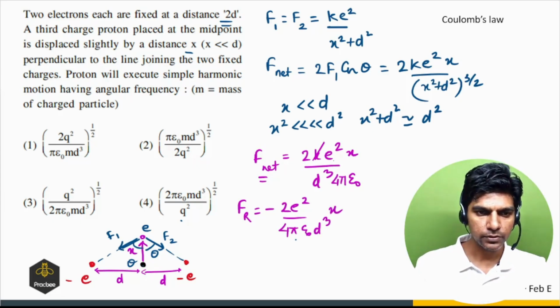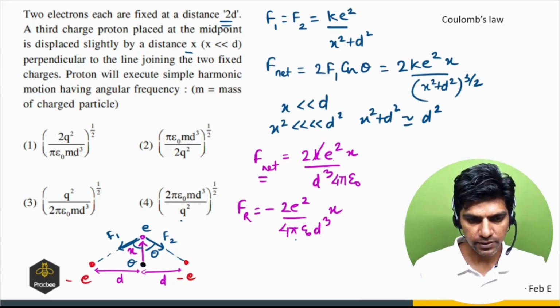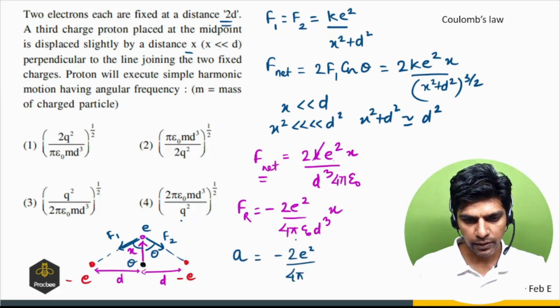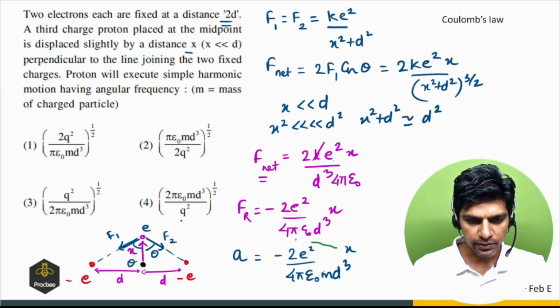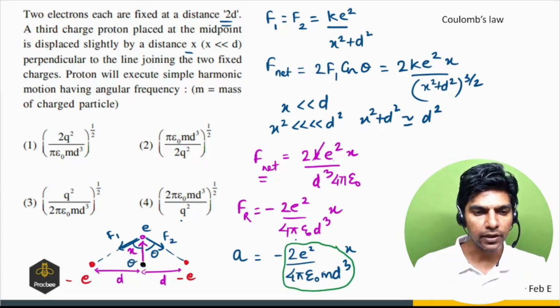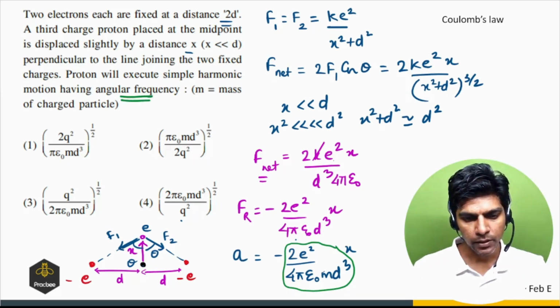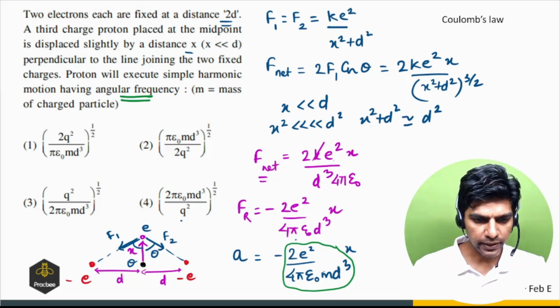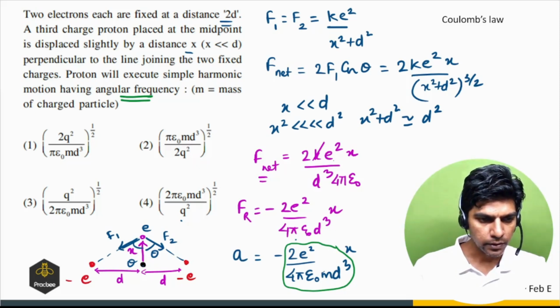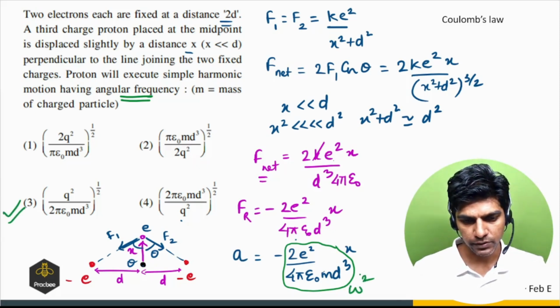And this restoring force can be written as mass times the acceleration. So acceleration will be minus 2 e square upon 4 pi epsilon naught m d cube times x. Right, so this is the equation of simple harmonic motion, where this factor is nothing but the square of the angular frequency, and we have to find the angular frequency. So root of this will be the answer. So we have e square upon 2 pi epsilon naught m d cube, all raised to power 1 by 2. So option 3 is the right answer. Okay, so this is the square of the angular frequency.